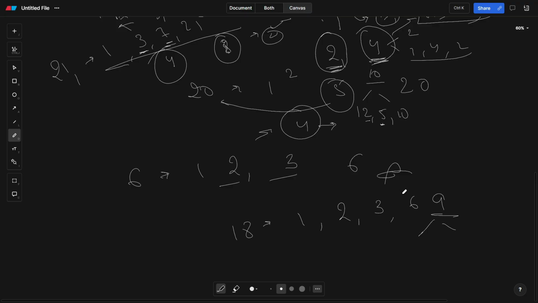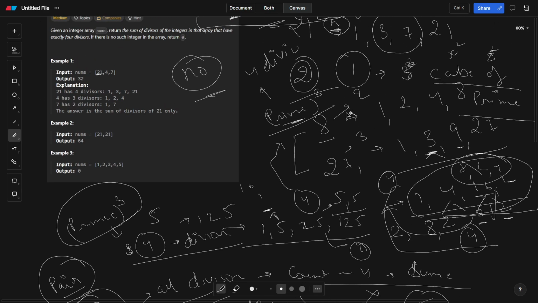I hope the explanation of the approach is clear to you. The first check we need to do is whether it is a prime number cube. If it is not a prime number cube, then we check whether the divisors are prime or not. If the divisors are prime, then we can say the number has only 4 divisors and we can return the sum of the divisors.